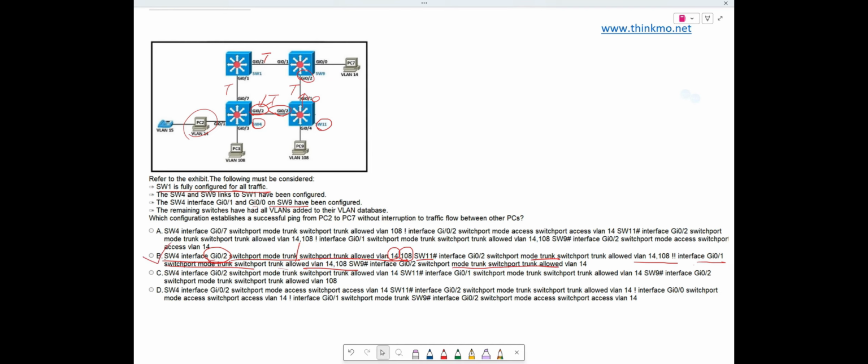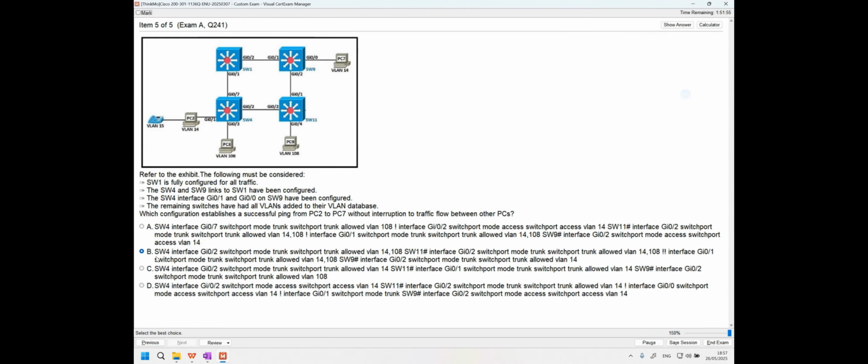Let's take a look at the correct answer. It's B. As for the other incorrect answers, it's because on some of their links, specifically on the trunk links, they didn't allow the corresponding VLANs through. You can check that for yourself. Alright, let's submit.